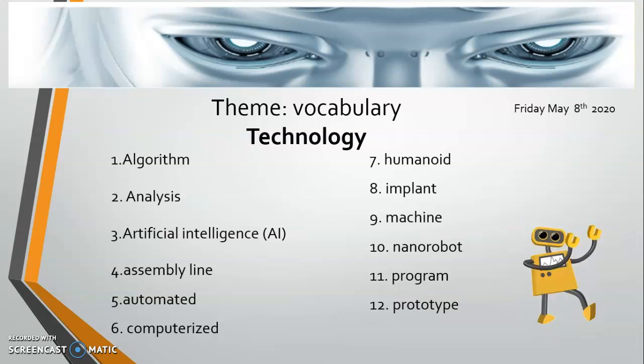Number 1, algorithm. Number 2, analysis. Number 3, artificial intelligence. 4, assembly line. 6, computerize. 7, humanoid. 8, implant. 9, machine. 10, nanorobot. 11, program. 12, prototype.